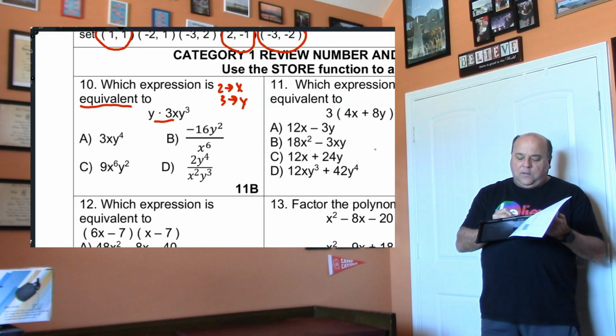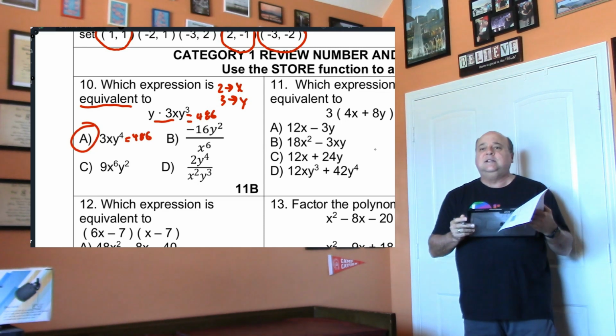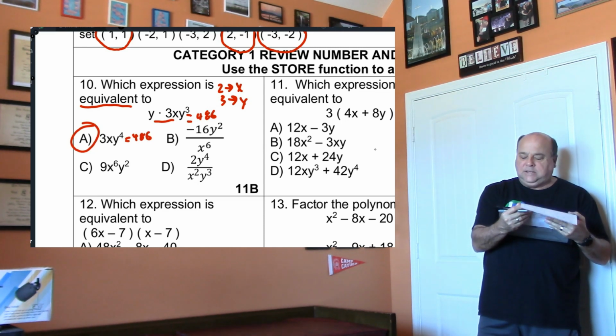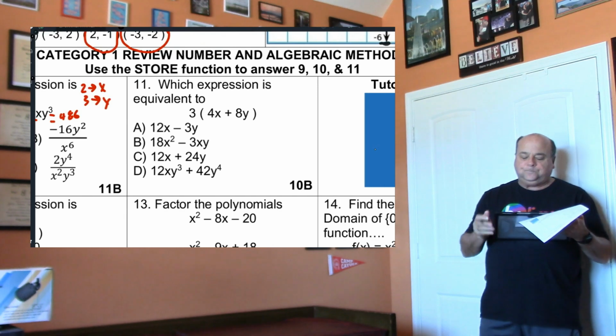So I'm going to go here. This was equal to 486. This was equal to 486, right? So choice A is the answer. That's all you got to do, people. Piece of cake. Let's go to the next one.